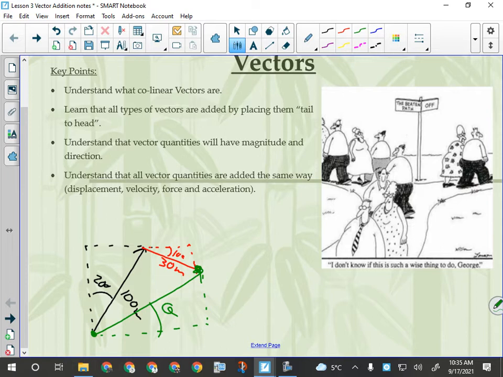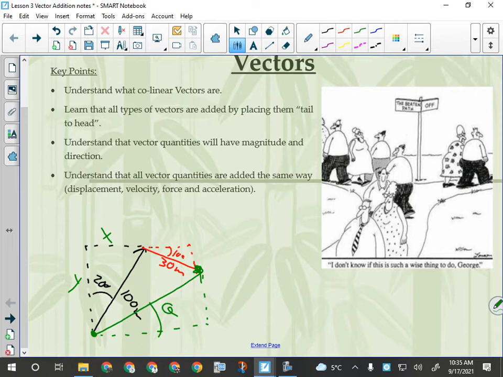So what we do is we break all angled vectors down into their x and y components, or horizontal and vertical components, because any angled line is going up and over, down and over, whenever it's going.